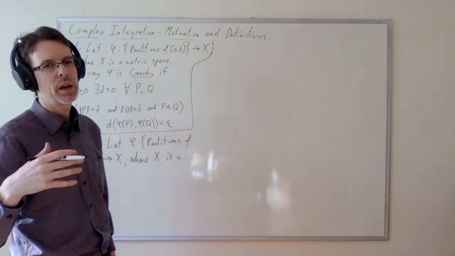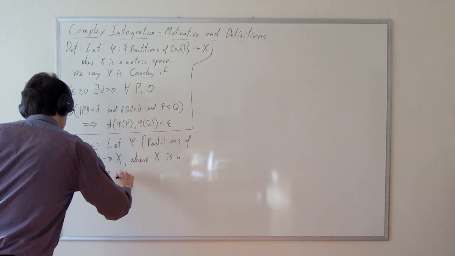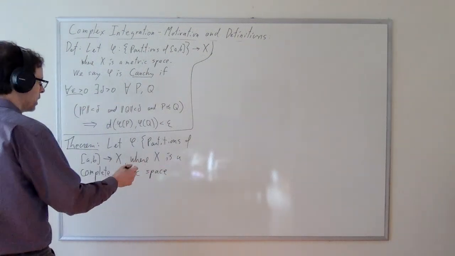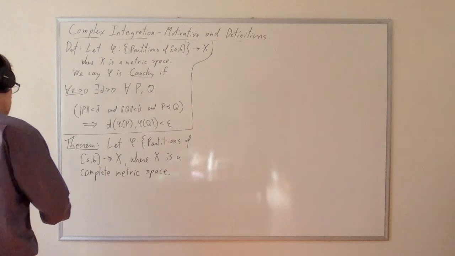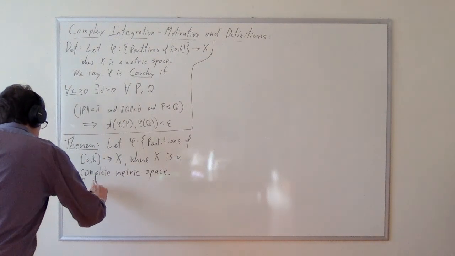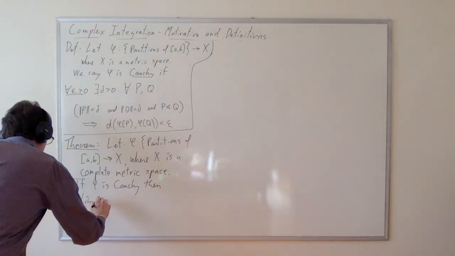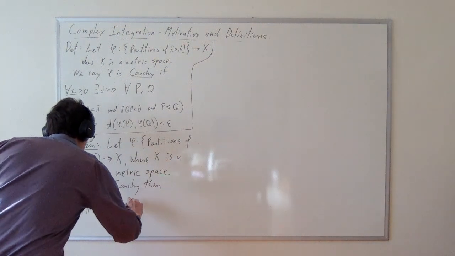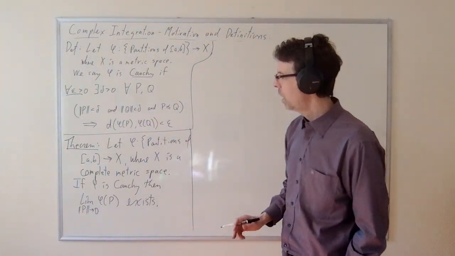But honestly, we're talking about a condition that says that Cauchy sequences should converge. So it won't shock you that we need to assume that X is complete. So X is a complete metric space, which simply means that ordinary sequences on X, which are Cauchy, also converge in X. If phi is Cauchy, then the limit of phi of P as partition norm goes to 0 exists.